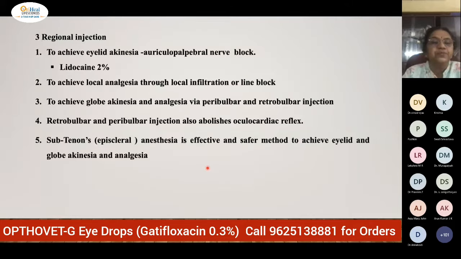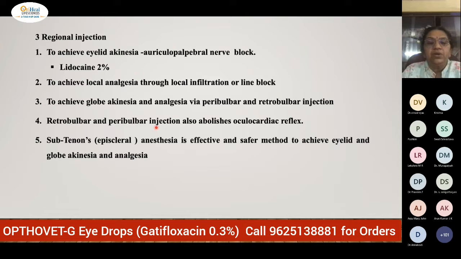phacoemulsification procedures. Regional injection to achieve eyelid akinesia, the auriculopalpebral nerve block, mainly we can perform with the help of lidocaine. The routine 2% can be used, and lignocaine 4% also can be used for surface anesthesia like proparacaine, but the effect is less. To achieve local analgesia through local infiltration, line block, then akinesia and analgesia through peribulbar and retrobulbar injection, and also subtenon anesthesia is a very effective method with the use of a regional injection.